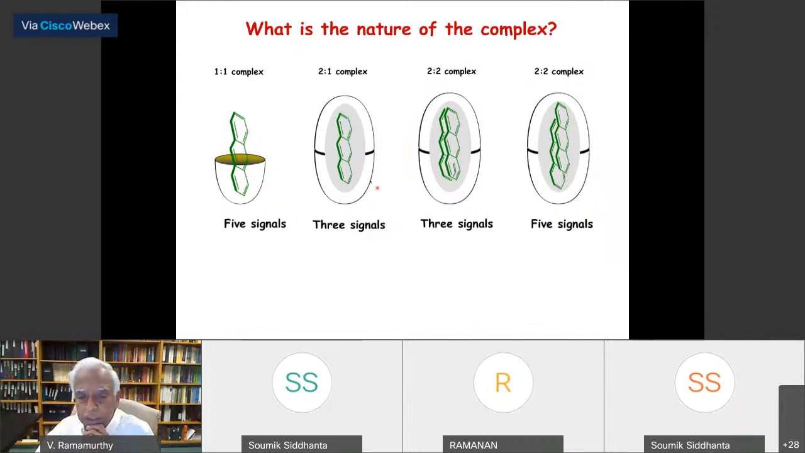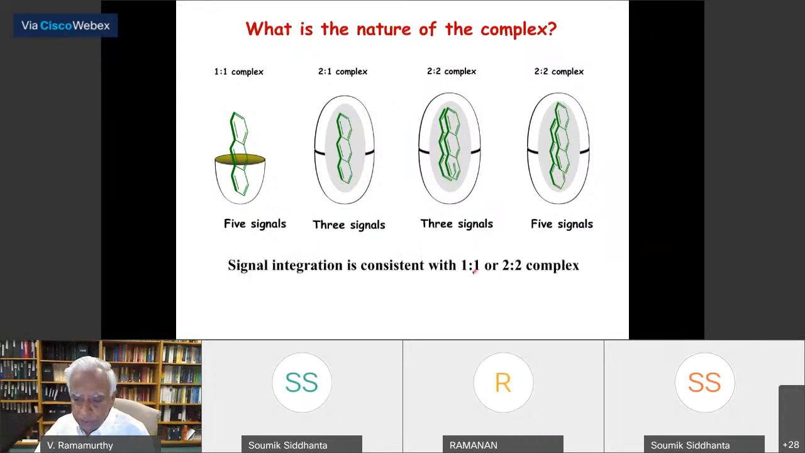And then that means this is not going to work out. And then the next one is the guest has got 5 signals. So some of these things are not right. Okay. So here, first thing is, if it is 1 to 1 stoichiometry, it can be this complex or it can be 2 to 2.